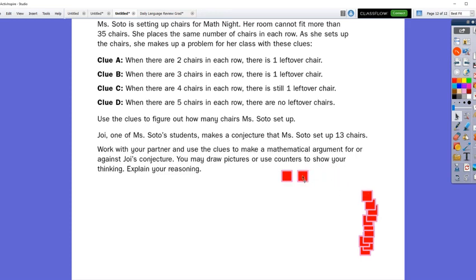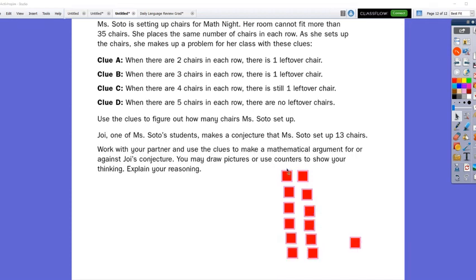There's a row with 2 chairs. Row with 2 chairs. Row with 2 chairs. Boom! Here are the chairs. We got 2, 4, 6, 8, 10, 12. 1 chair left over. Clue A says when there are 2 chairs in each row, 1 chair is left over. Joy, this checks out. So far, I agree with you, but there are 4 clues, so we're not finished.